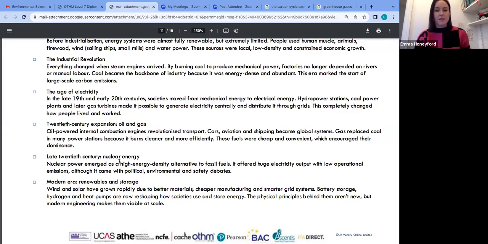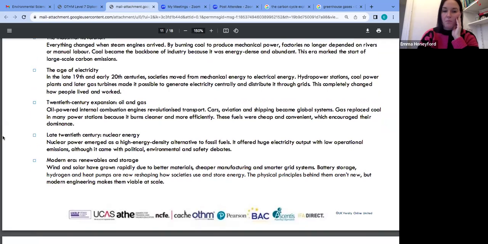In the late 20th century, we saw the rise of nuclear energy. Nuclear power has emerged as a high energy density alternative to fossil fuels. It offered huge electricity output with low operational emissions, although it came with political, environmental and safety debates. So there is a lot of contention and challenges with the use of nuclear power. And you'll find with each alternative energy, there will be pros and cons to that as well.